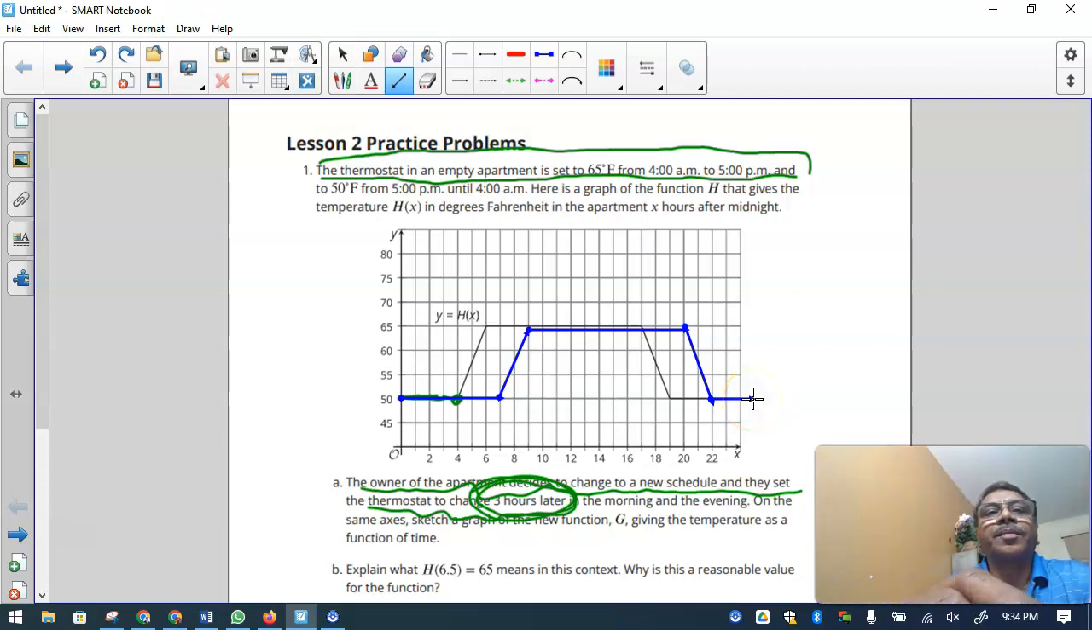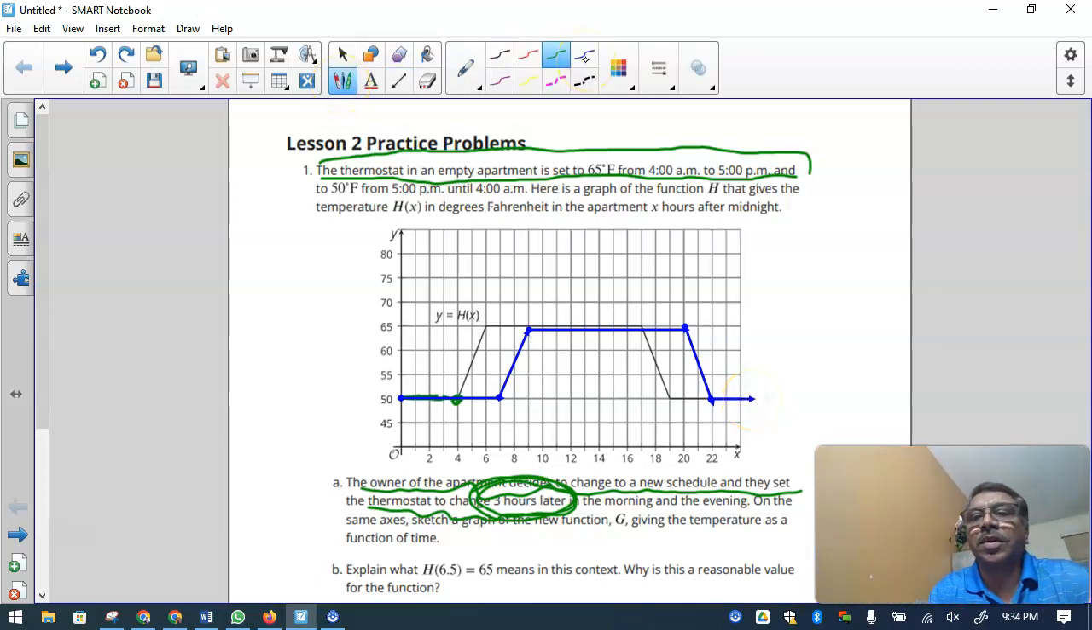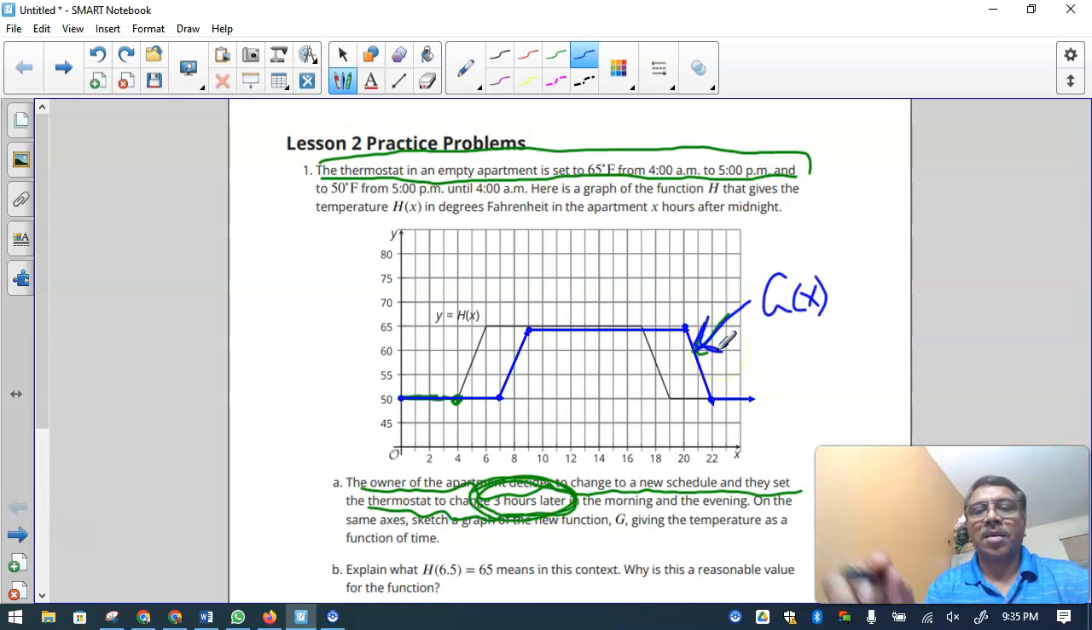So the graph: this is the H graph, the black color. This is the new graph, which is the G graph. So the blue color, the G graph, is the new graph, X hours from the beginning, from 12 night. Hope that helps. The first part is done. So the main thing, are you able to sketch? The blue graph is just a translation of the original graph shifted 3 units to the right.